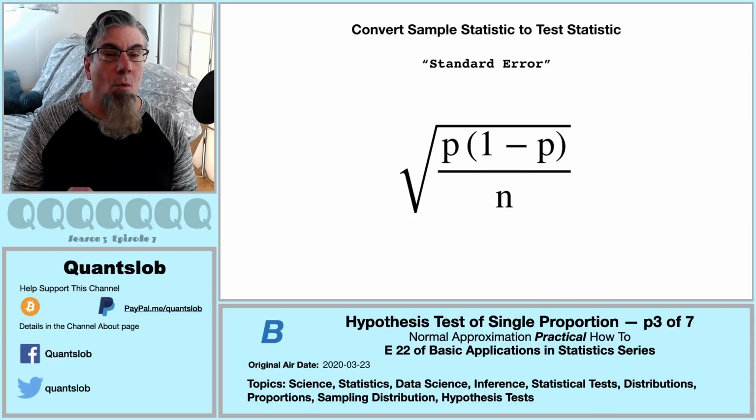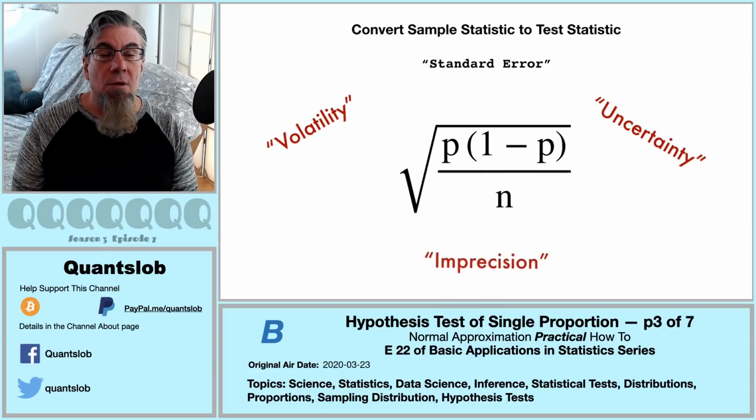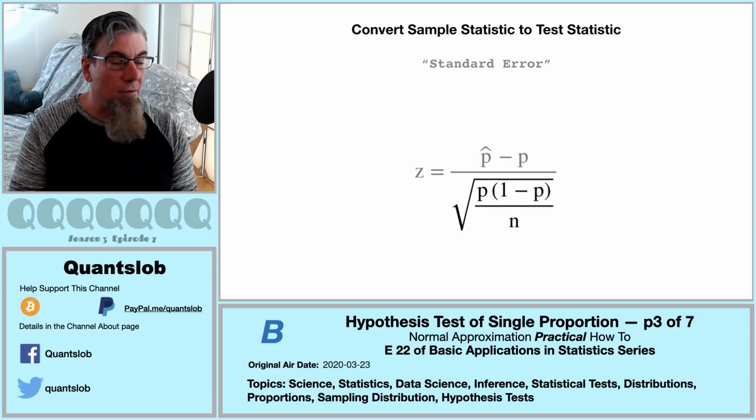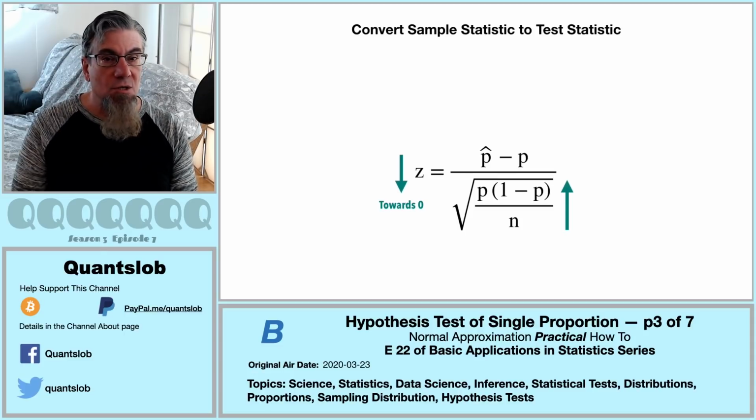One really important thing that I want us to be aware of here: speaking loosely or conversationally, we can think of the standard error as an evaluation of the amount of volatility, uncertainty, or imprecision of our sample statistic. Accepting the case where our observed difference in the numerator is 0, if our standard error is relatively large, then the magnitude of our test stat, our z-score, will be relatively small. Conversely, if our standard error is relatively small, the magnitude of our test stat will be relatively large.